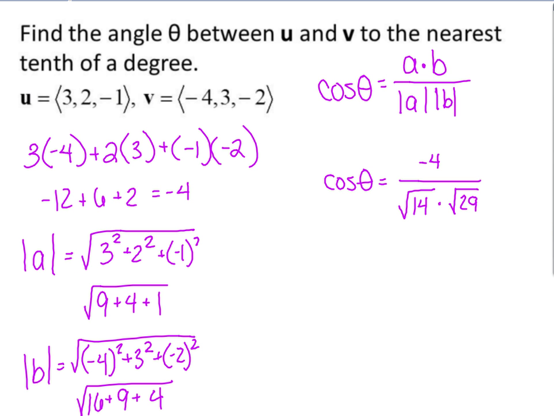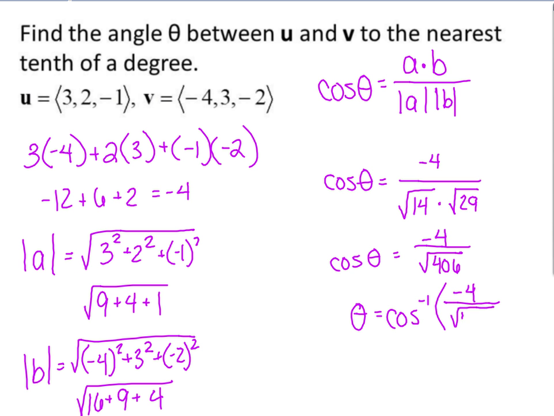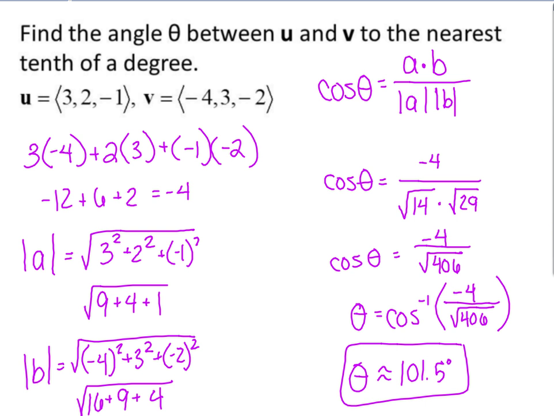Now remember, when you have a radical times a radical, you can multiply the values that are underneath the radical. And 14 times 29 is going to give us radical 406. To get the theta by itself, we do need to use the inverse cosine to take that cosine to the other side. Now make sure when you put this in your calculator, you put it in as division and not a fraction. Calculator does not like doing inverse cosines when there's fractions and radicals involved together. And we're going to get theta is approximately 101.5 degrees.